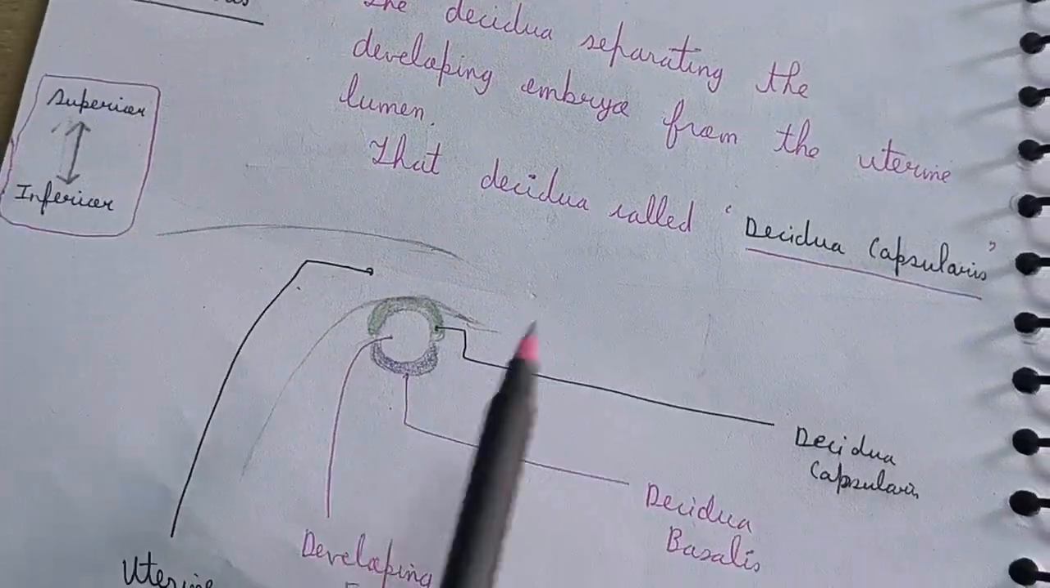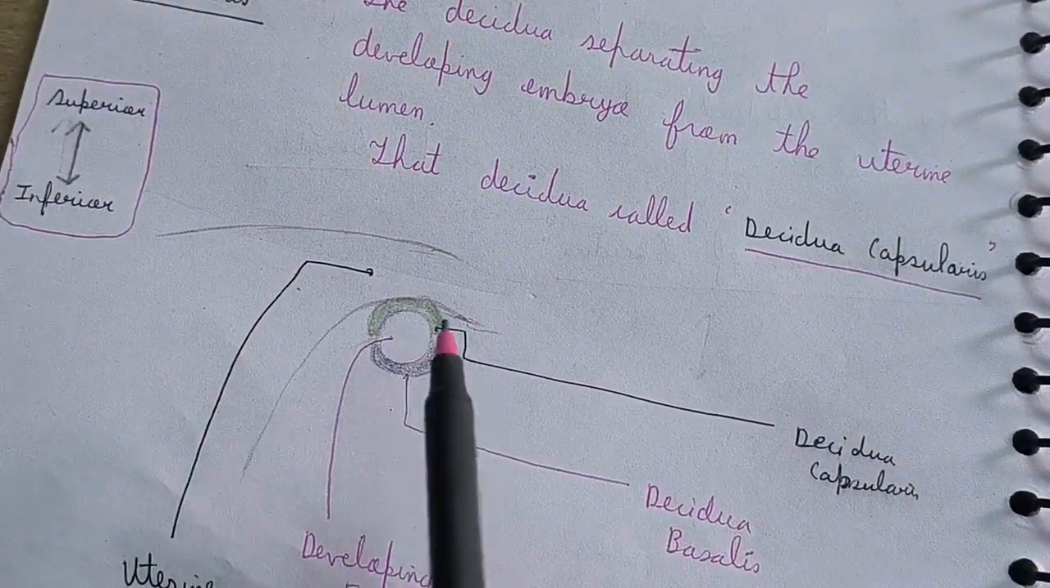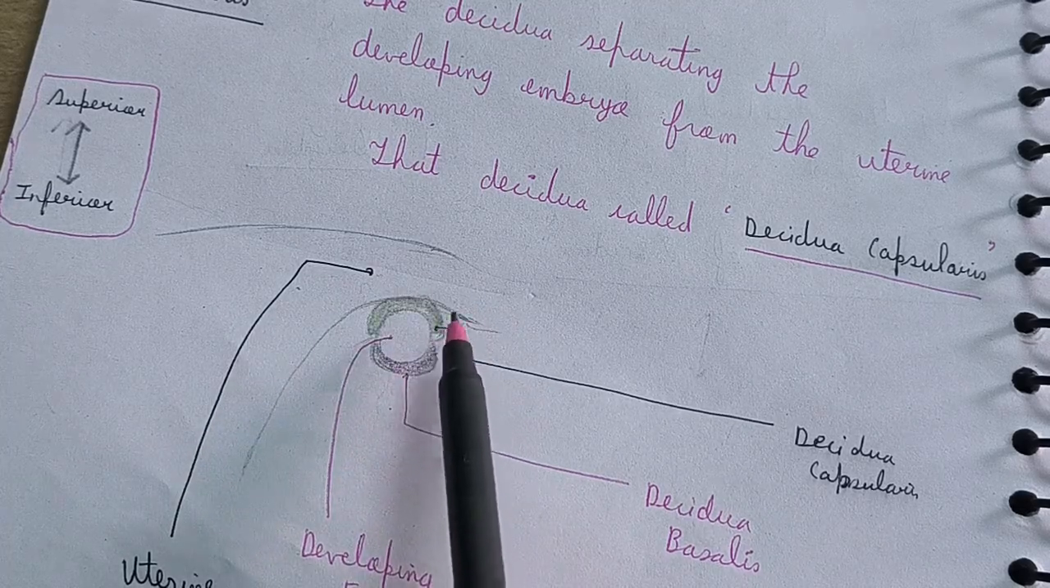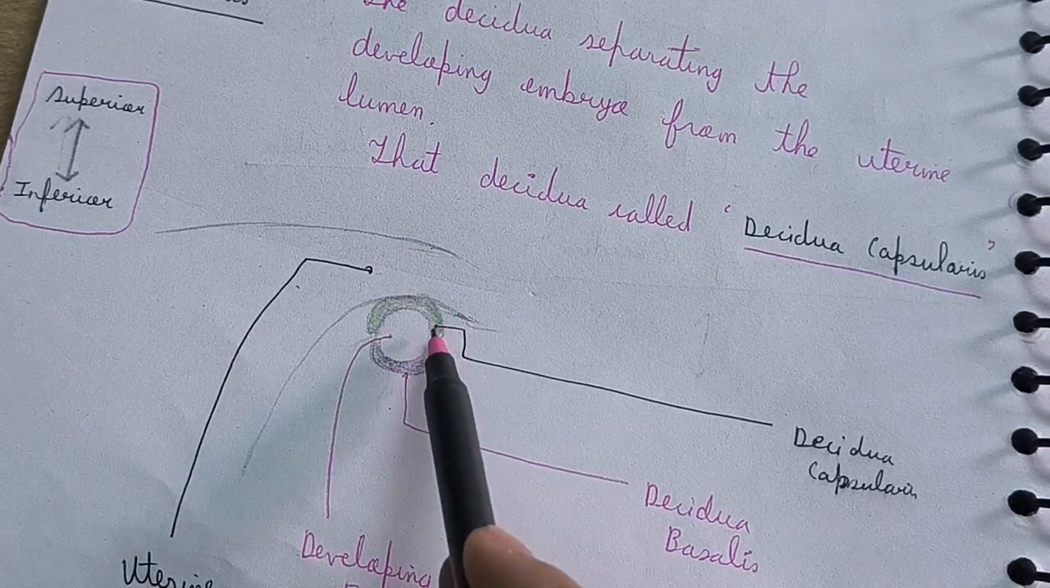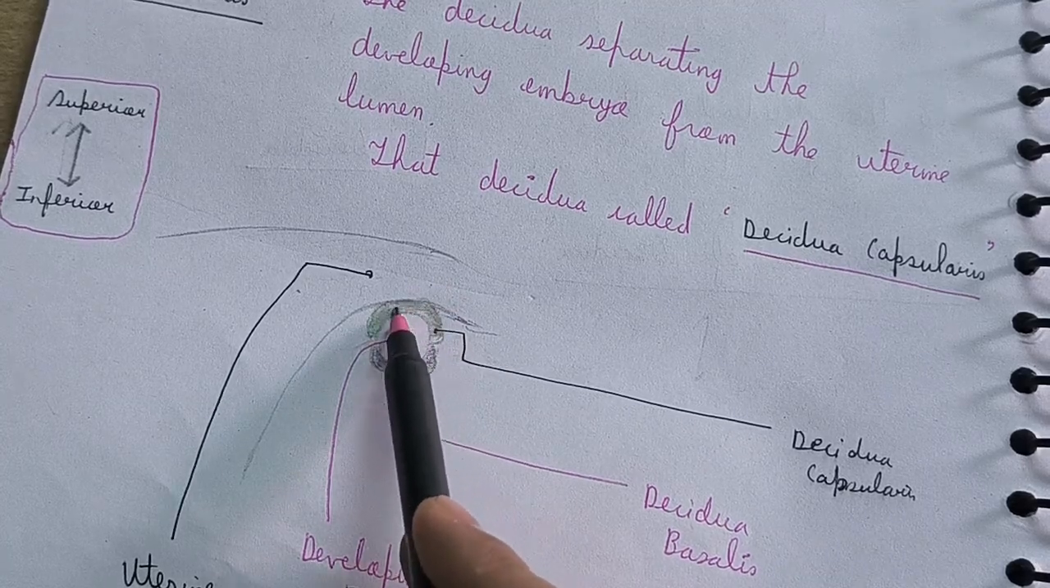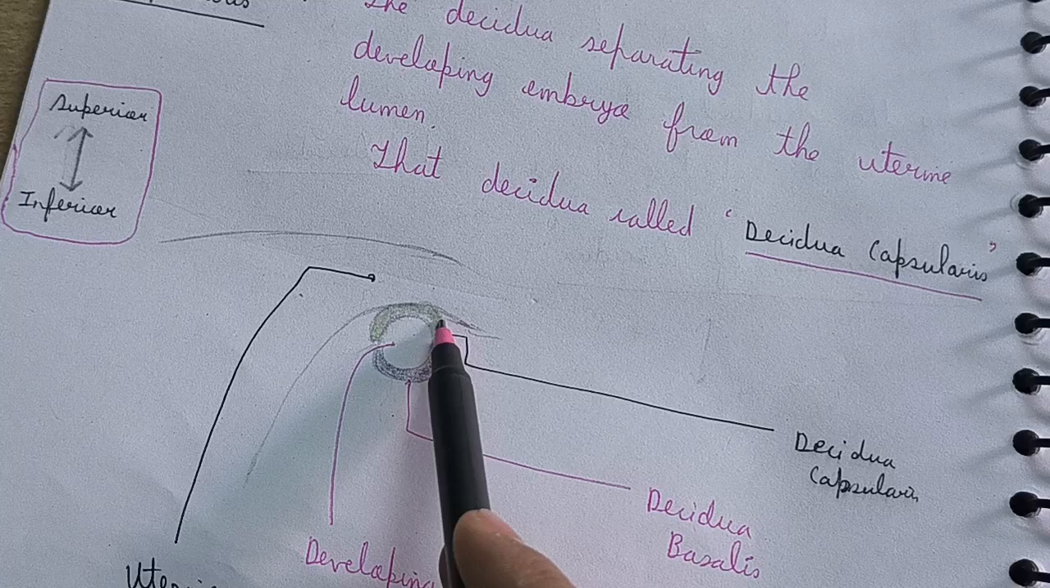So see that, this is the developing embryo and this is the uterine lumen. As I have already mentioned, what is Decidua Capsularis? The Decidua Capsularis separates this developing embryo from the uterine lumen. This green colored layer is the Decidua Capsularis.